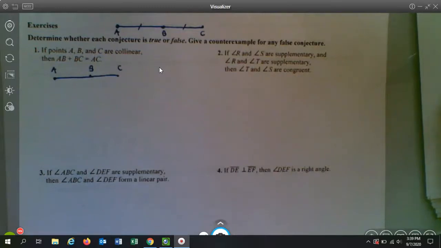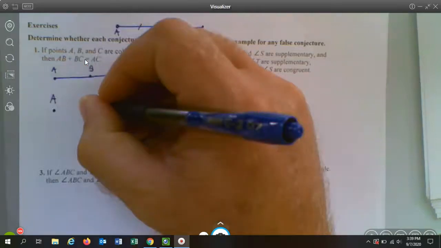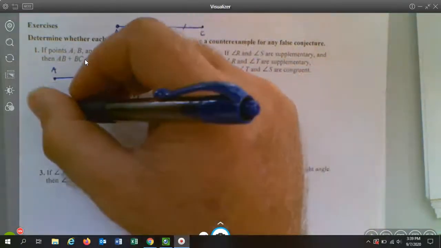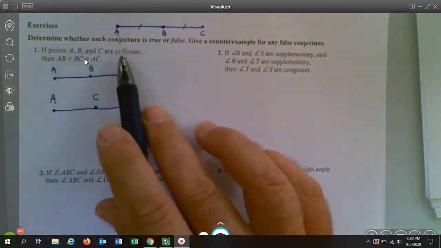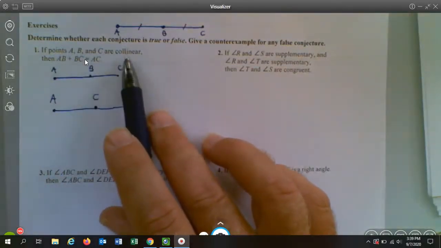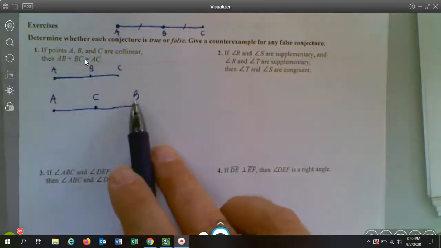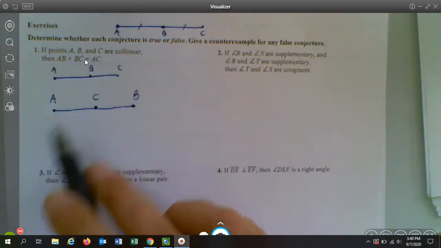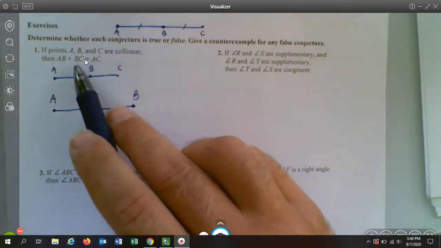But is there another way we could draw it? Can you still draw A, B, and C on the same line, collinear, but this statement's false? Let's see, what if it was drawn this way? C, B. So if we drew it this way, this still keeps this information intact. A, B, and C are still on the same line. So my given information is still true. They're still on the same line, but is this conclusion still true? It's not, right? Because now AB, the whole thing, plus BC is equal to AC? That wouldn't make sense, right? AC is clearly smaller than AB. And so this drawing would be a good counterexample to this conjecture.